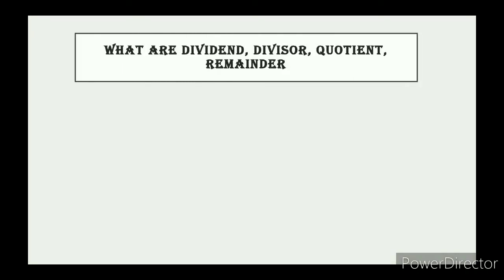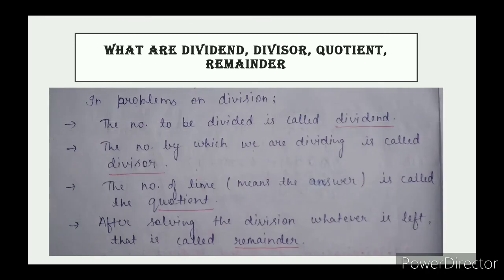Now what are dividend, divisor, quotient and remainder? In problems of division, you have to use these words. The number to be divided is called the dividend. Second, the number by which we are dividing is called the divisor. Third, the number of times, meaning the answer, is called the quotient. And fourth, after solving the division, whatever is left is your remainder.